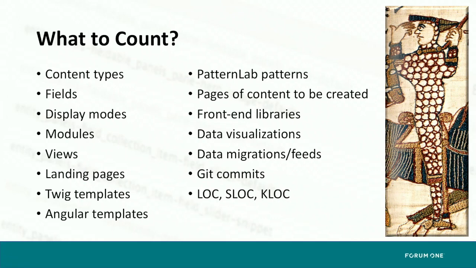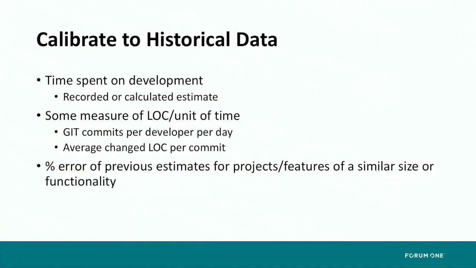1,000 lines of code. But actually, I think more interesting is to count any number of things. Now, what we're doing here is calculating an estimate, and what we're going to calculate is the size of the feature, project, story, whatever. And we're going to calculate that size in any number of things that can be counted: content types, fields, display modes, modules. I just listed as many things as I could think of. And then we're going to calibrate that to historical data.